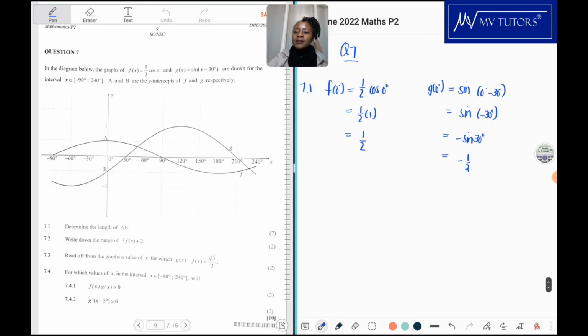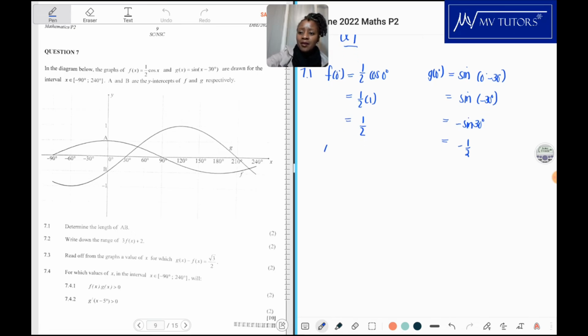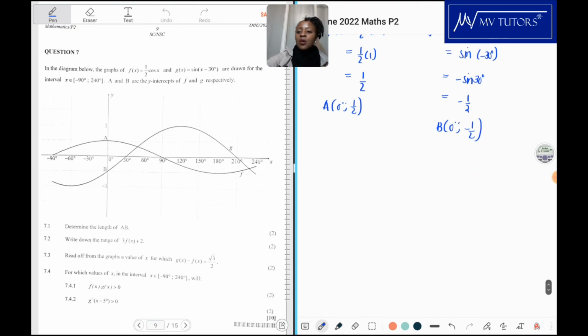So for A, the y value is a half, and for B it is negative a half. I'm going about this the long way. You could have easily seen this and written the answer, so please don't mind me. So if I want AB finally, it'll basically be a half minus negative a half, which is 1 unit.